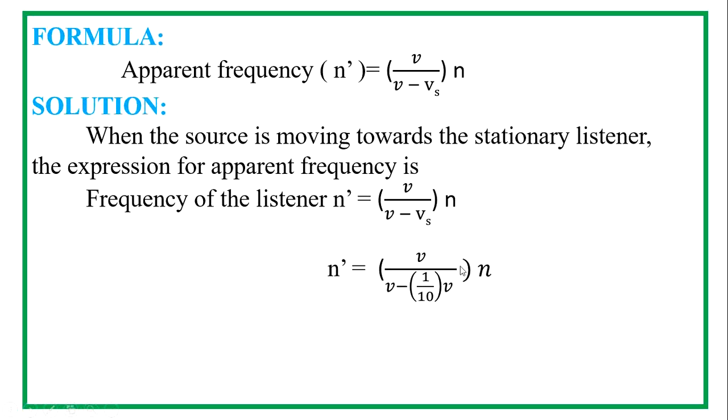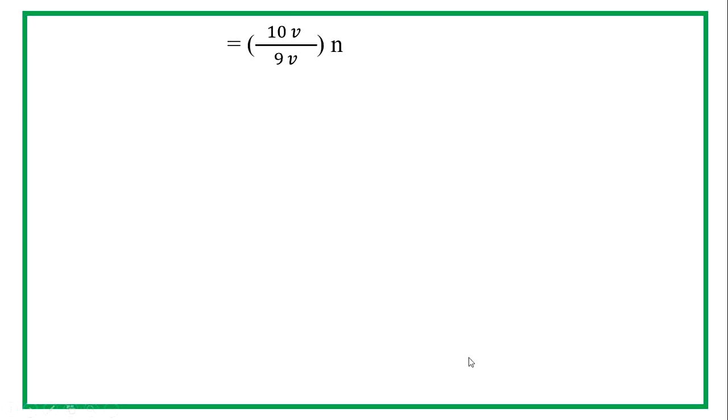Now, n dash is equal to V by V minus 1 by 10 V. Vs is equal to 1 by 10 V. Now, we substitute the value for Vs, 1 by 10 V, into n. Now, we cross multiply with the 10. So, it becomes 10V minus V, and then the denominator 10 goes to the numerator, so it becomes 10V into n. So, the value becomes 10V by 10V minus V into n. Now, 10V by 9V into n, that is 10V minus V becomes 9V.